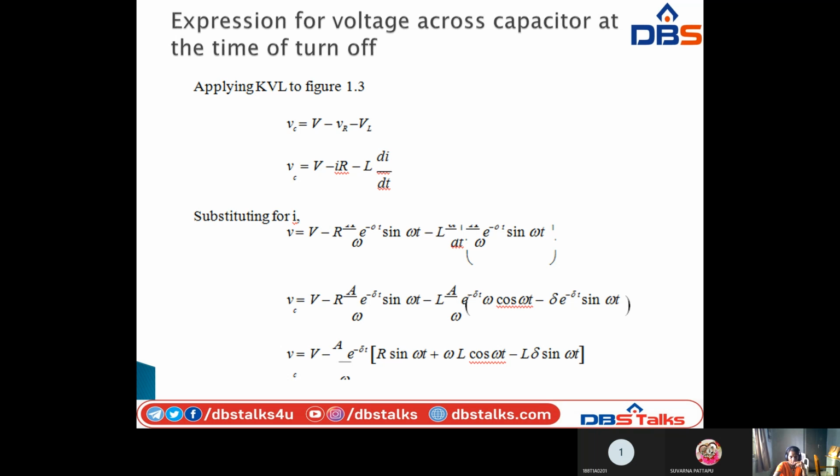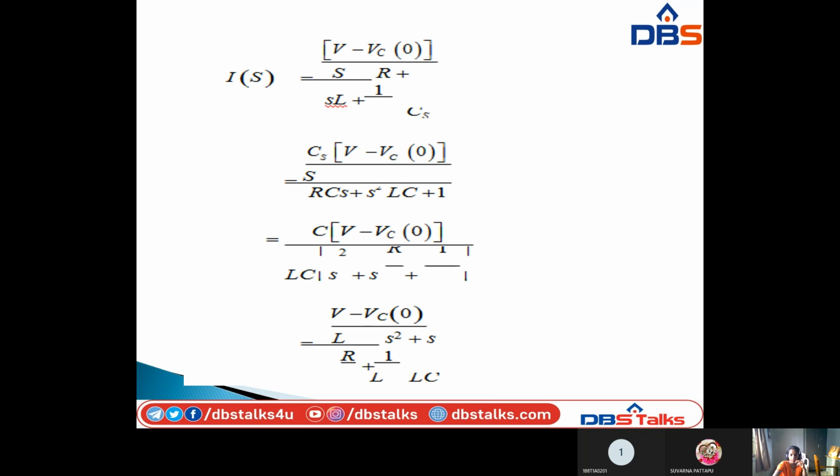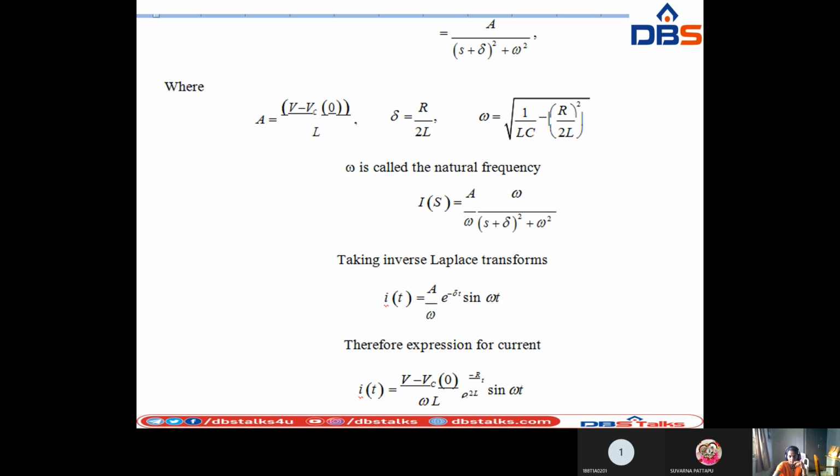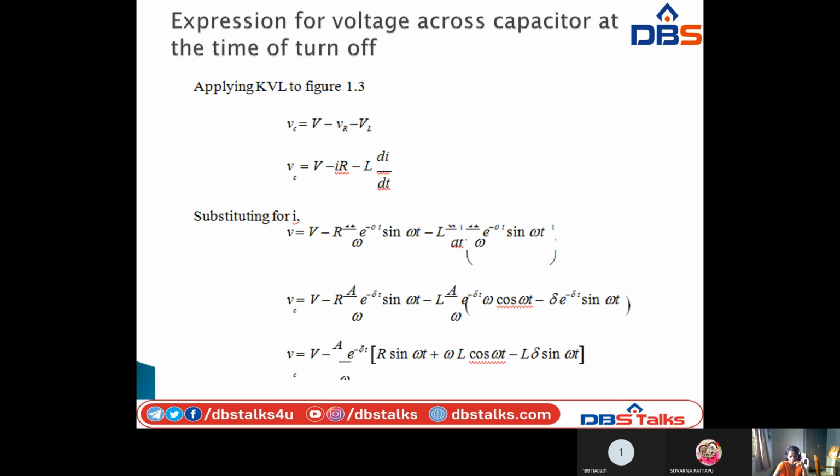So next, expression for voltage across the capacitor at the time of turn on, applying KVL to the figure. When applying KVL, in the circuit the total voltage V equal to VR plus VL plus Vc. So Vc equal to V minus VR minus VL. Here we are calculating the capacitor voltage.